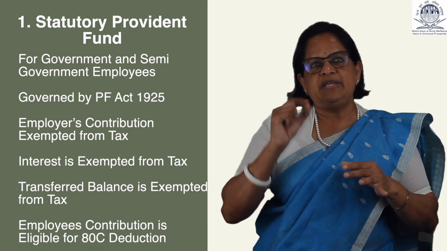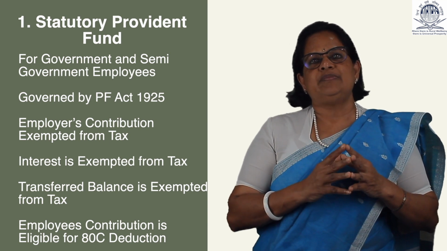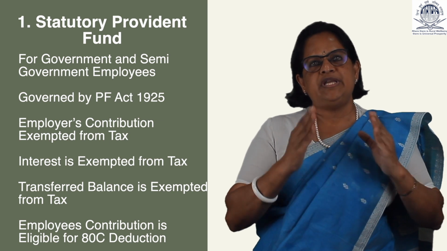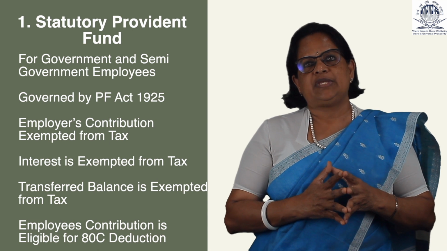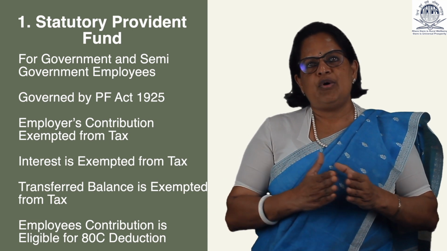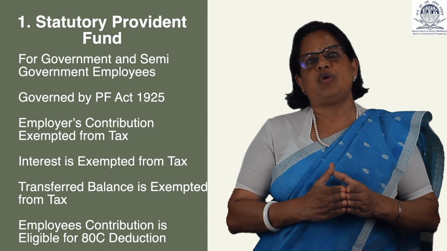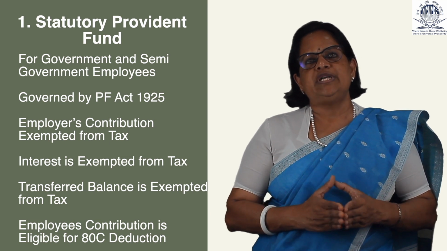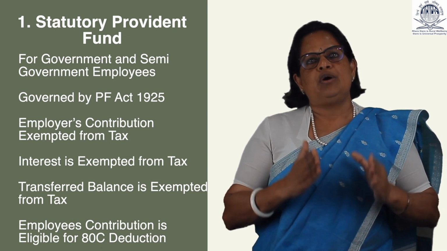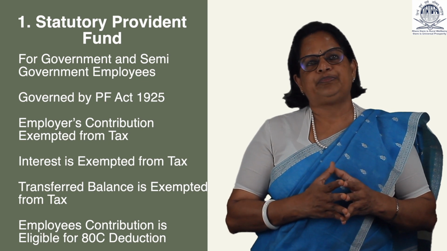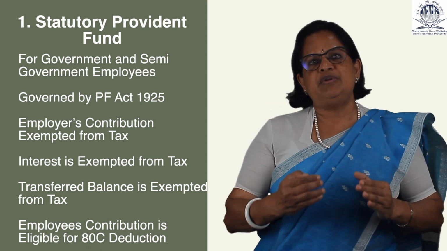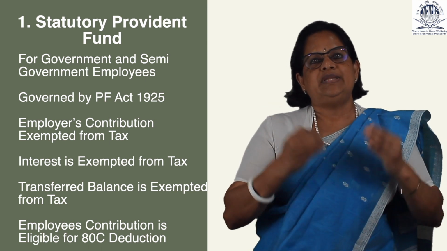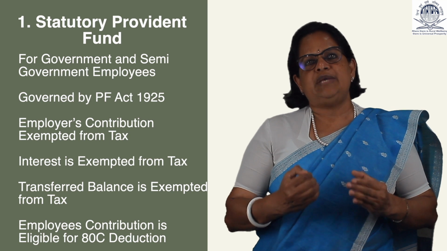Another important feature of SPF is that employer's contribution, interest credited, and transferred balance are exempted from tax. Transferred balance is the amount transferred from Unrecognized Provident Fund to Statutory Provident Fund when it gets the approval of the Commissioner of Income Tax. An added attraction is that employees' contribution is eligible for 80C deduction. That is the major tax saving scheme for most of the salaried employees.